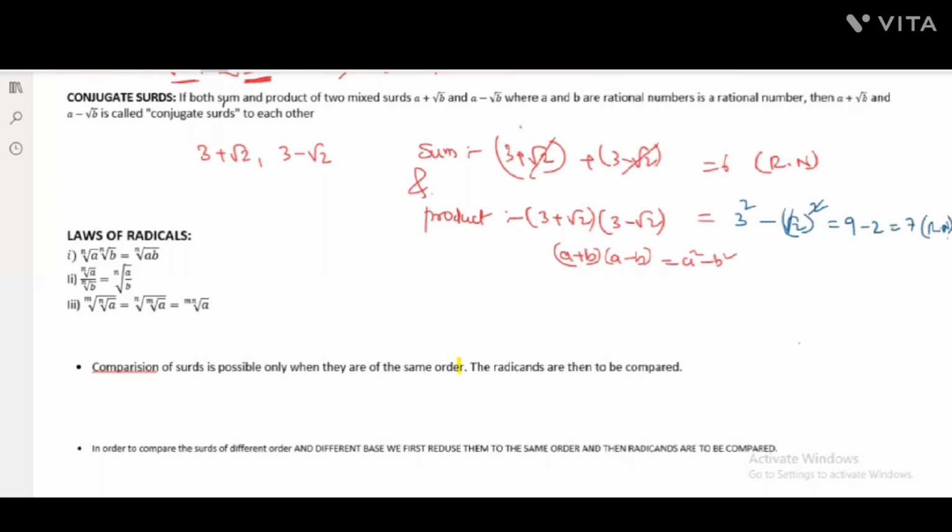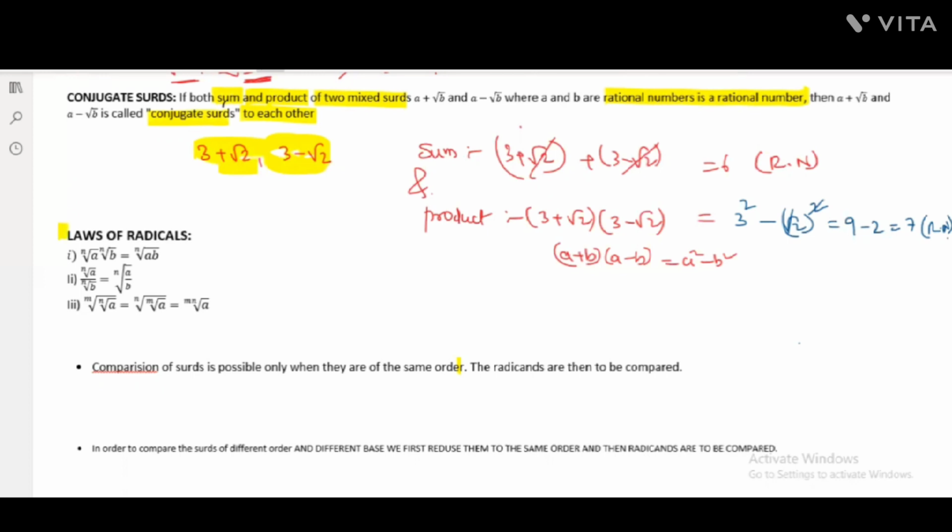So like this, when two mixed surds, whether you add them or multiply them, you get a rational number. So the sum and product of two mixed surds is a rational number. Then we can say that these two surds are conjugate to each other. So this is the definition: if both the sum and product of two mixed surds are rational numbers, then we call these two surds conjugate surds to each other.